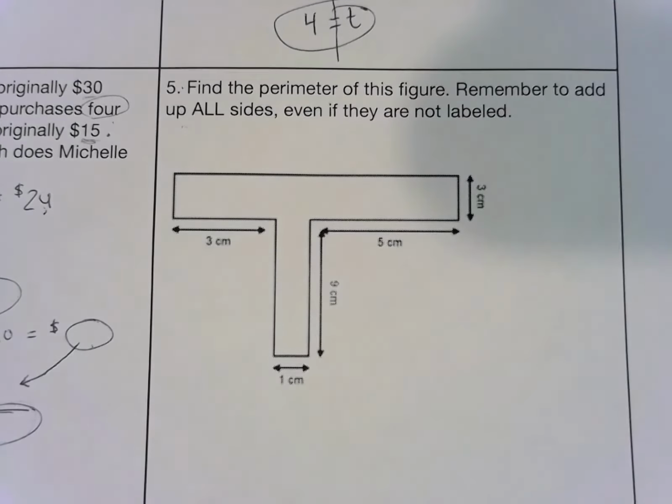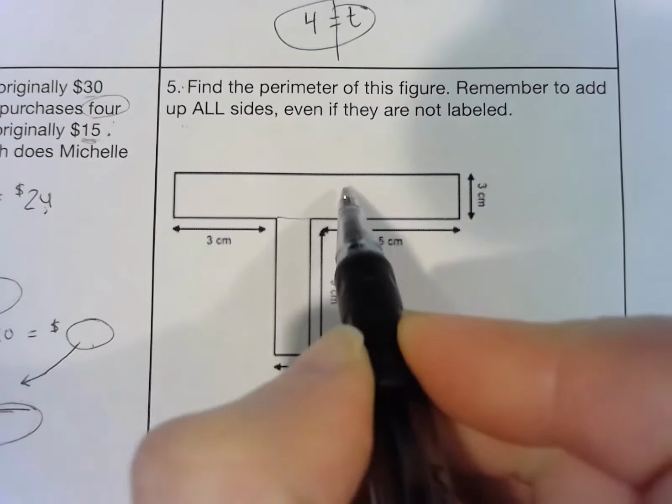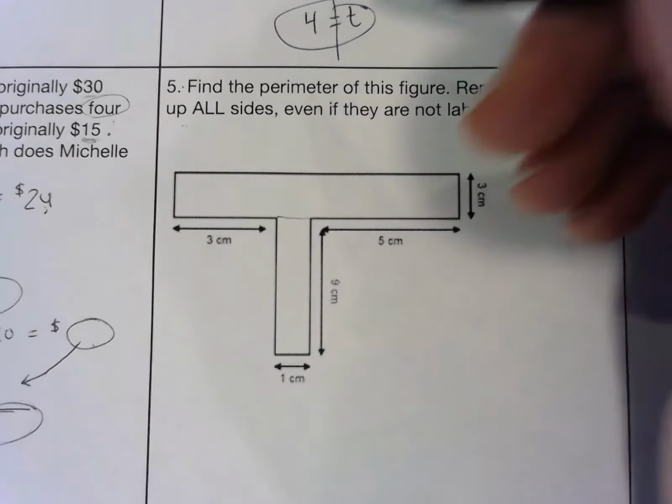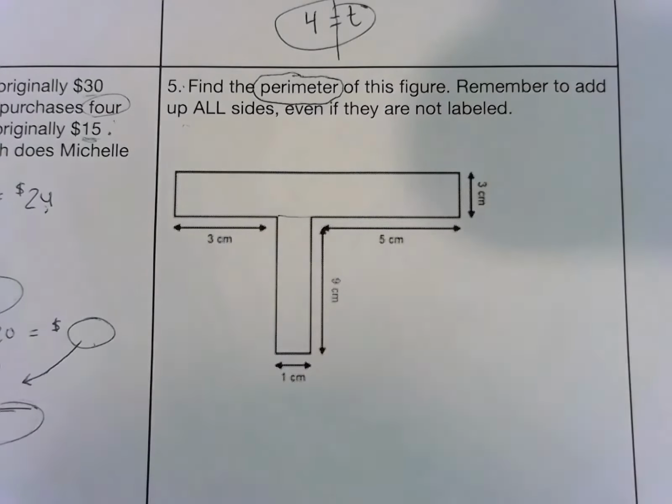Now, it might be tempting to think about what we did last week in geometry and say, oh, I could split this into a rectangle and find the areas. However, that's not what this question is asking. The question is asking for perimeter. So it's really important that you read these questions carefully and don't get confused about what you're finding.